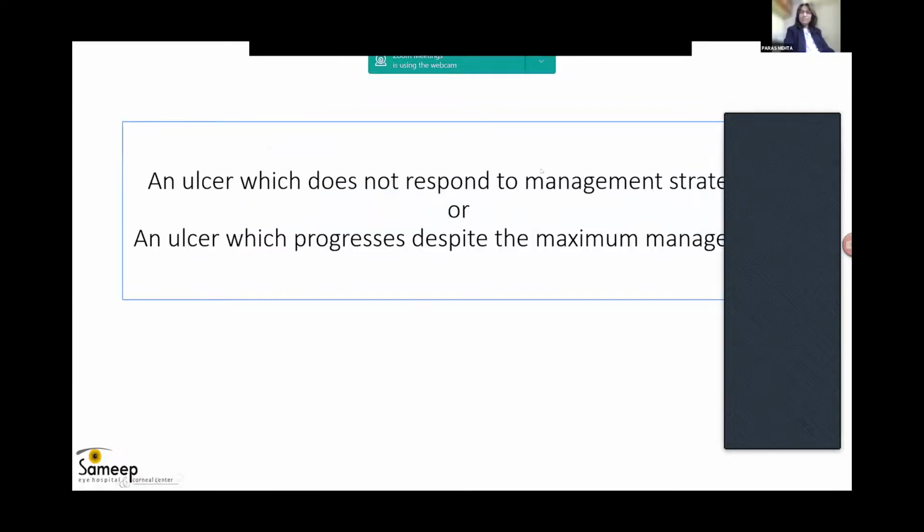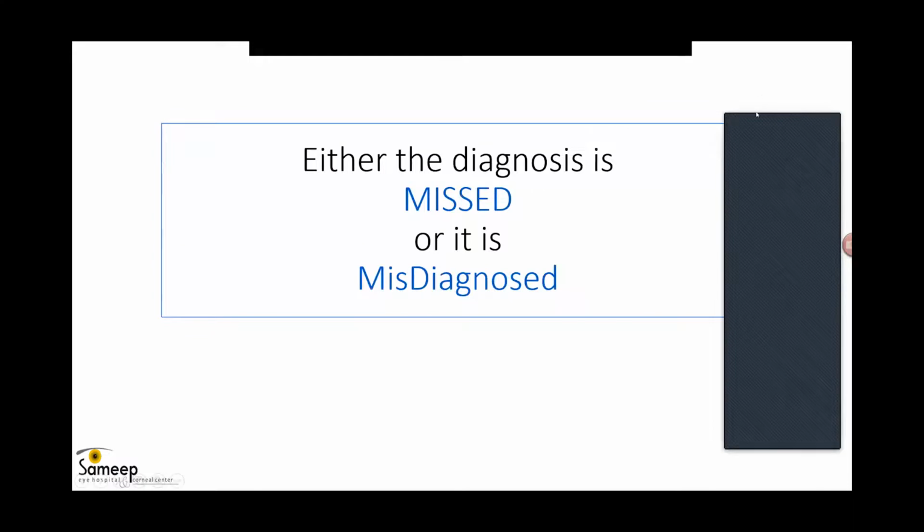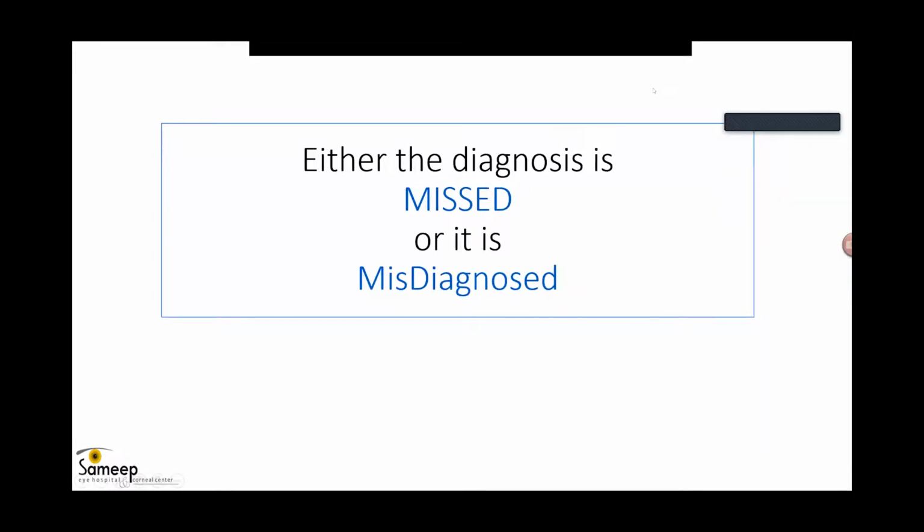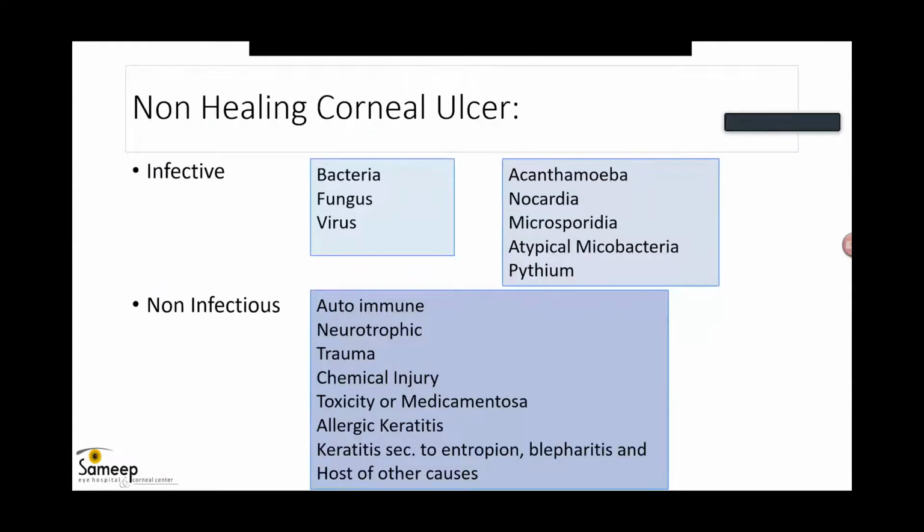So the question here is, when do we call an ulcer non-healing? An ulcer which does not respond to management strategies. Either the diagnosis is missed or it is misdiagnosed. So non-healing corneal ulcers can be infective or non-infectious.